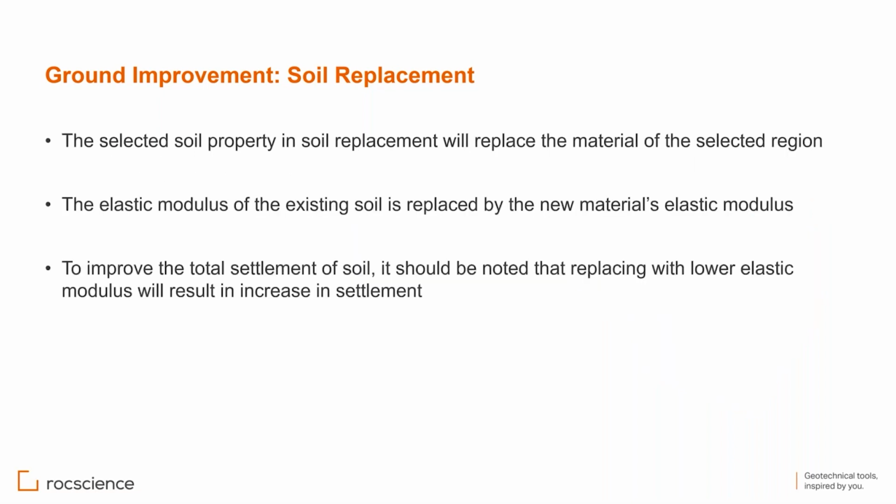The selected region soil property in soil replacement will simply replace the material of the selected region, and the elastic modulus of the existing soil is replaced by the new material's elastic modulus. To improve the total settlement of soil, it should be noted that replacing with a lower elastic modulus will result in an increase in settlement.